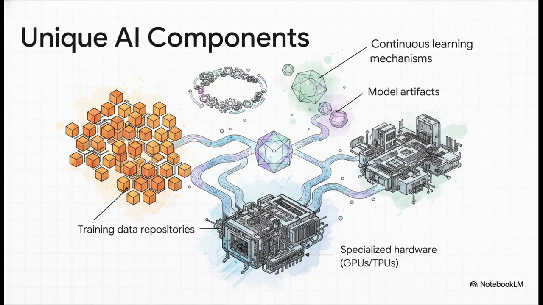And look at this. This is where you really see the shift. We're not just talking about your basic compute and storage anymore. Oh no, we're talking about gigantic training data repositories, the model artifacts. That's the brains of the operation, the actual trained models. We're talking about these complex pipelines that keep it learning. And of course, the specialized hardware. You know, the GPUs and TPUs that power the whole thing and are an absolute nightmare to replace quickly. Every single one of these is a brand new point of failure.